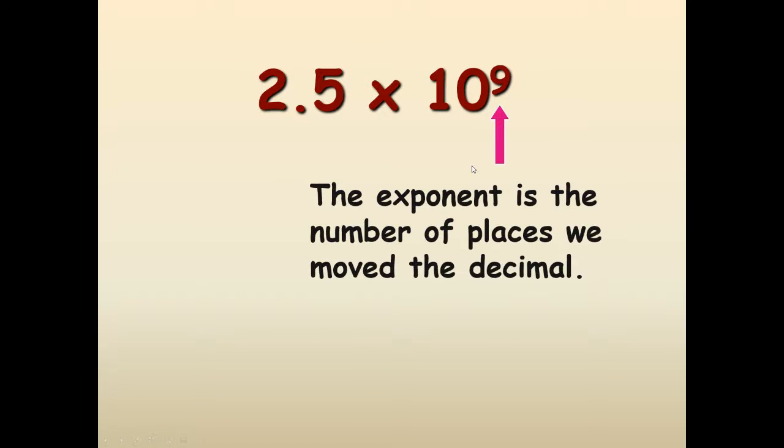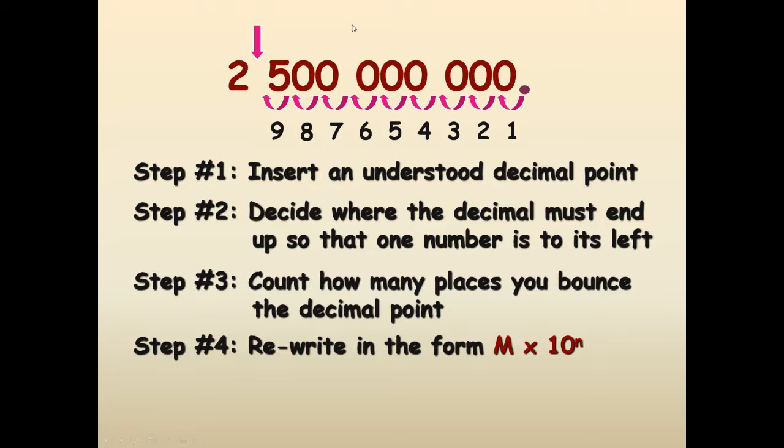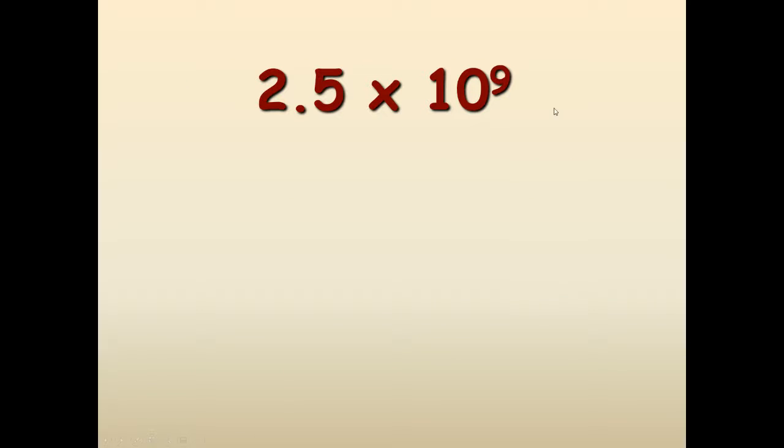Now, one thing I want to point out is that look at our 9. Is it positive or is it negative? You will see that it is a positive number. The reason why this exponent is positive is because our original number was greater than 1. So the original number was greater than 1, and therefore it's going to be a positive exponent.